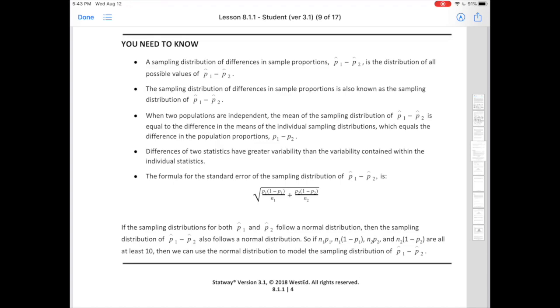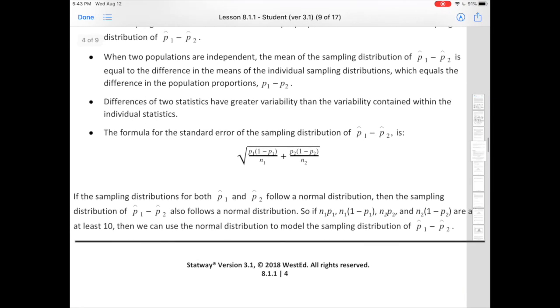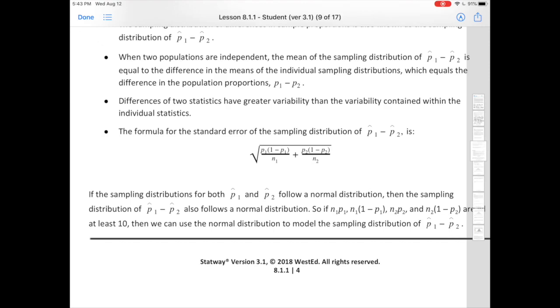Differences of two statistics have greater variability than the variability contained within the individual statistics. Now here's something new. I want you guys to look carefully at this part. The formula for the standard error of the sampling distribution of P1 hat minus P2 hat is this giant square root formula, which looks bad, but if you look at it piece by piece, it's really similar to the old formula for the standard error. It's just that you have the two different population proportions underneath the square root.